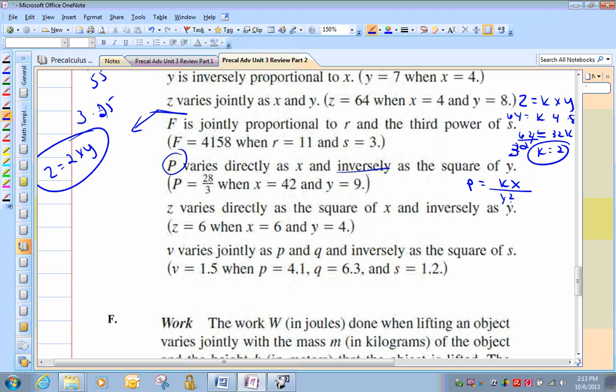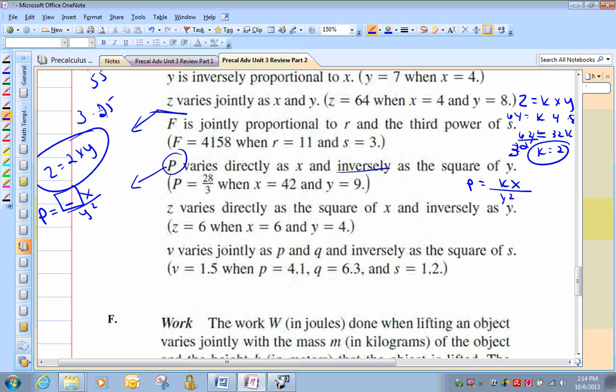Now we're going to plug in what we know and solve for K. That's always what we do. Plug in what you know, solve for K. And then in a minute, we're going to write our equation. It's going to be P equals, we'll have a value for K in a minute, over Y squared. And we're going to fill in this part right here where K goes. All right, so let's do this.